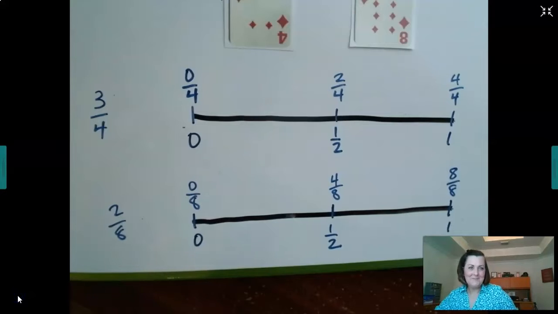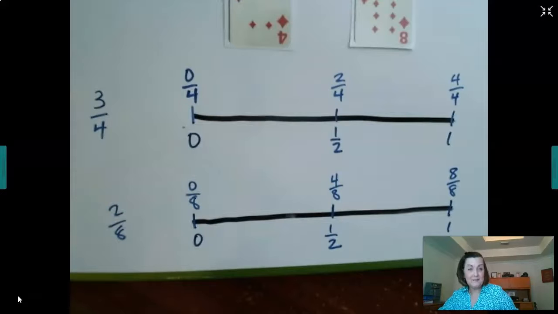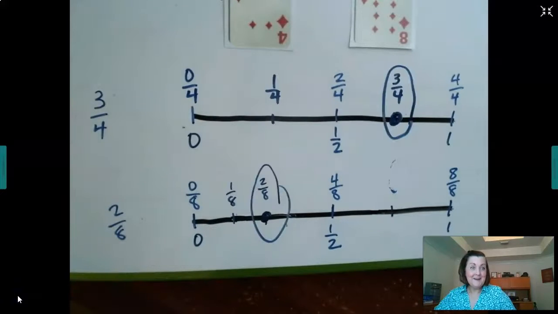All right, now, does your number line look like my number line? If not, go ahead and fix it, all right? And once you've done that and you've checked it out, I want you to plot where 3/4 goes on the top number line and where 2/8 goes on this number line. Go ahead and plot that, please. All right, I have mine plotted. Check yours out.